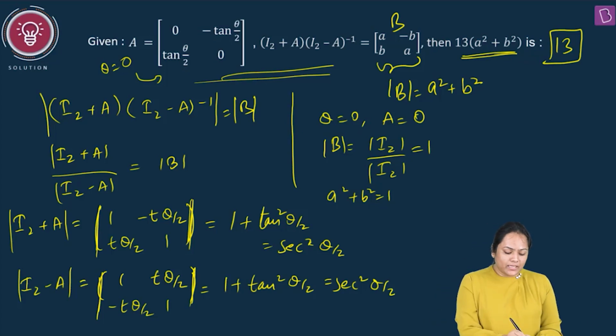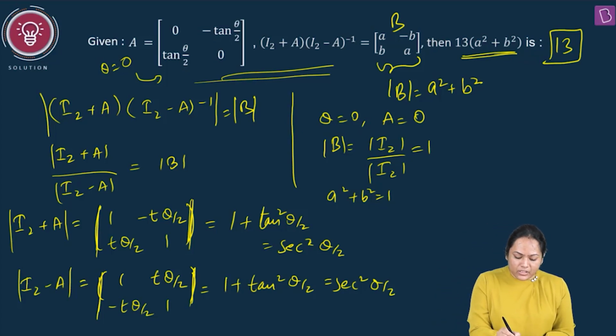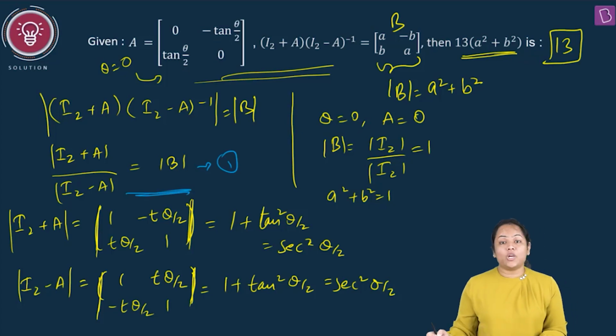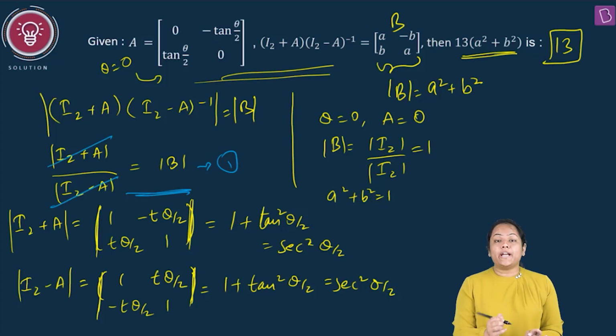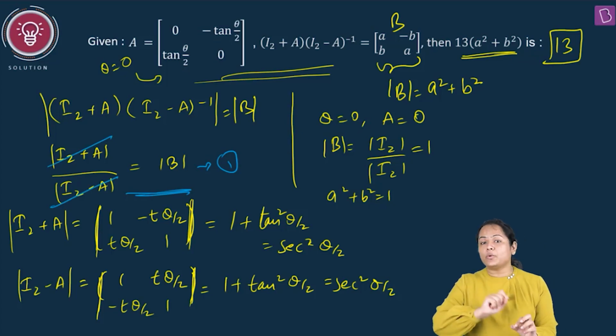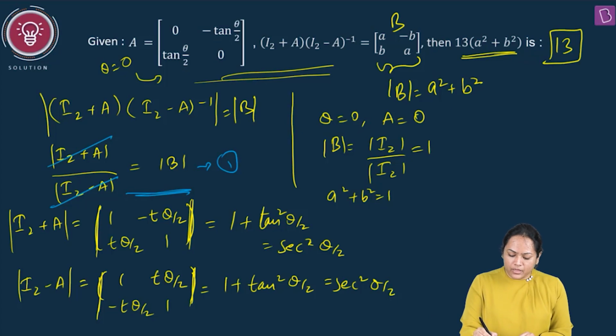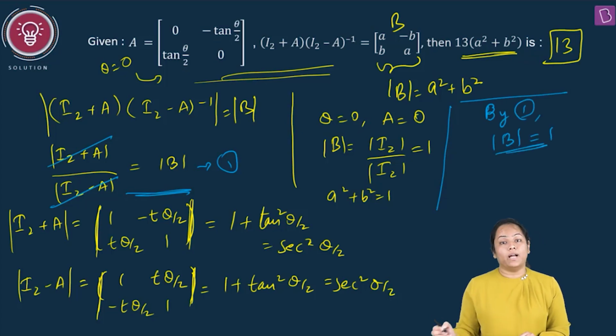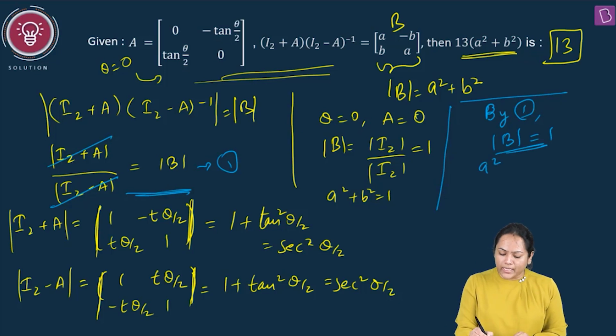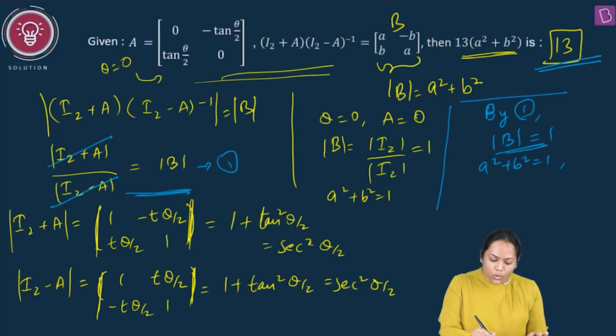Well, that means that if I consider my first equation, determinant of I2 plus A and determinant of I2 minus A is the same. So that is going to get cancelled, and from 1, I can say again that determinant of B will be equal to 1. From here also, I'm going to get A square plus B square as 1. And again, the final answer will come out as 13 only, right?